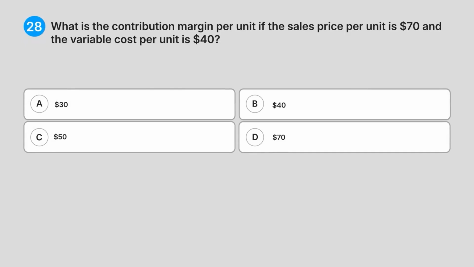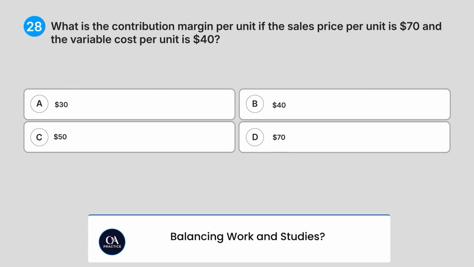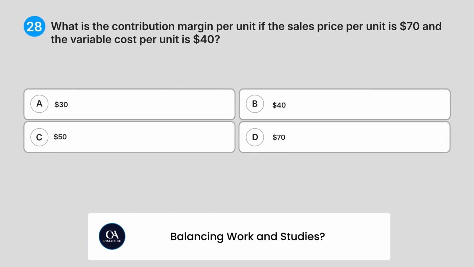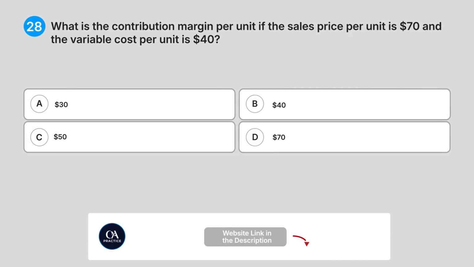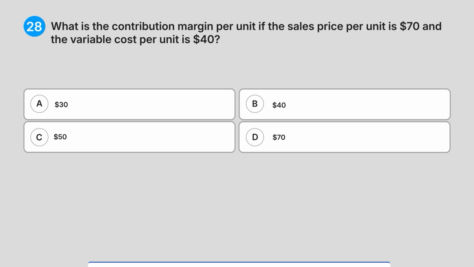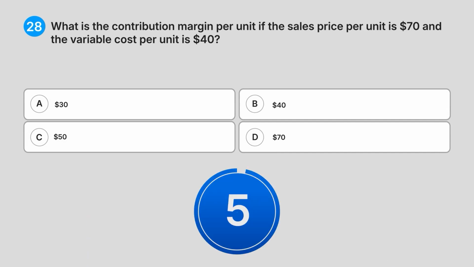28. What is the contribution margin per unit if the sales price per unit is USD 70 and the variable cost per unit is USD 40? A. USD 30, B. USD 40, C. USD 50, D. USD 70. Do you know the answer?